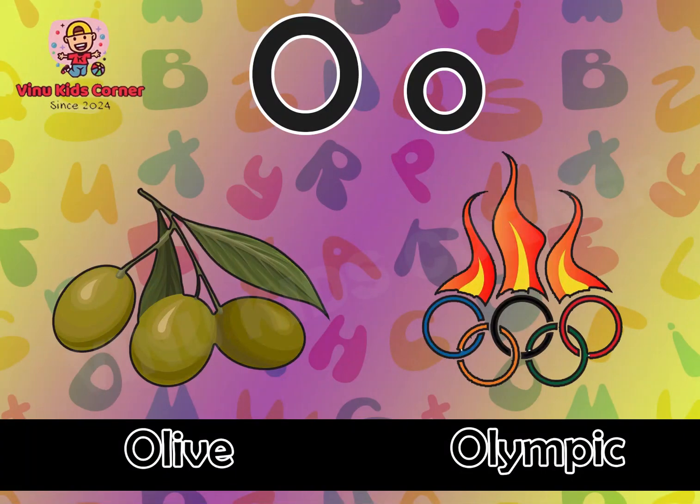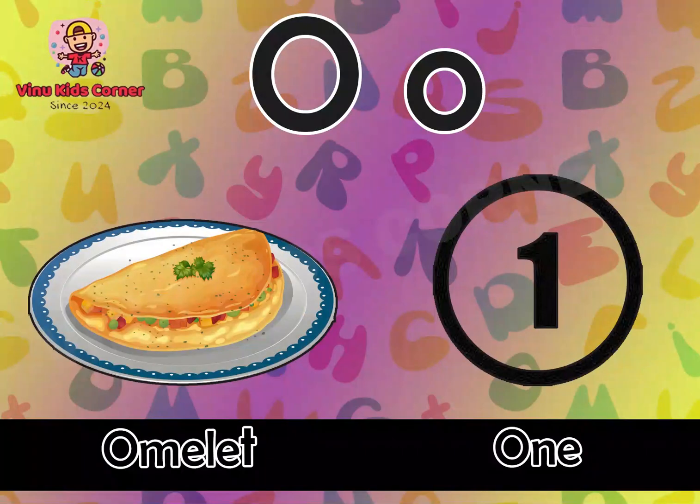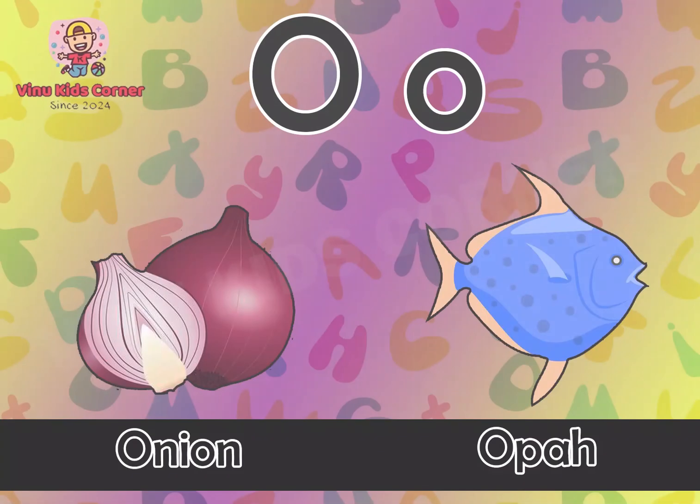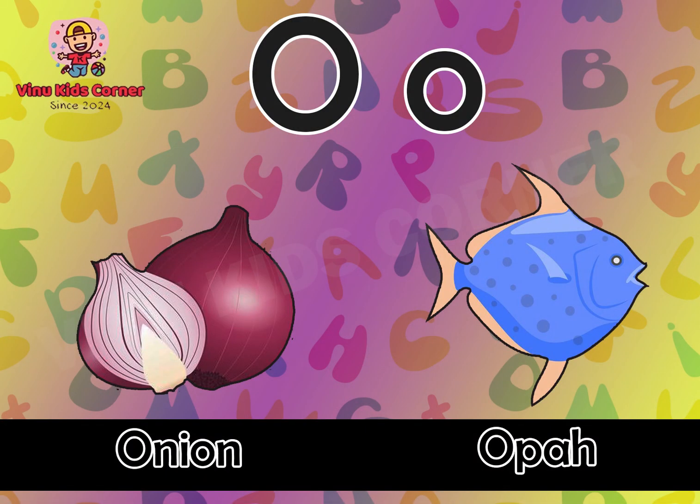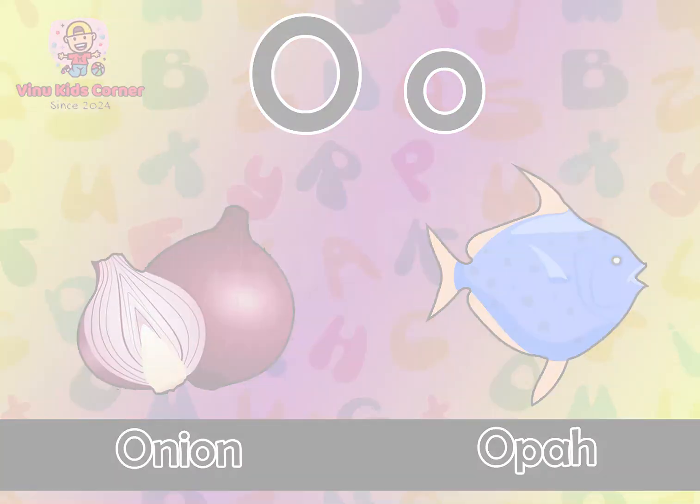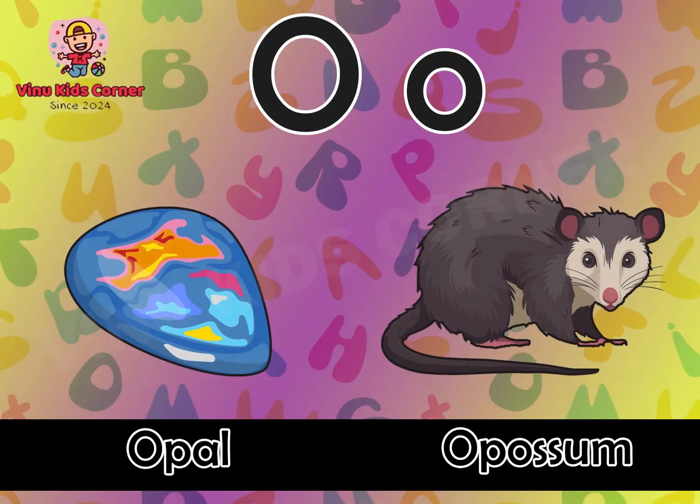O is for olive. O is for Olympic. O is for omelet. O is for one. O is for onion. O is for opal. O is for opossum.